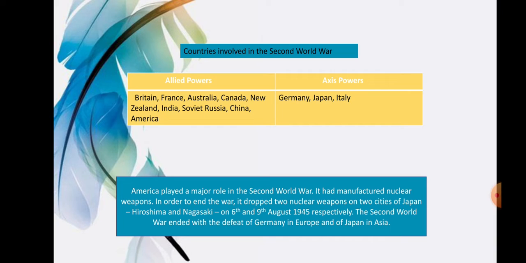In order to end this war, it dropped two nuclear bombs on two cities of Japan, that is Hiroshima and Nagasaki, on 6th and 9th August 1945 respectively. The Second World War ended with the defeat of Germany in Europe and of Japan in Asia. So you can say it was two worst destructive wars.